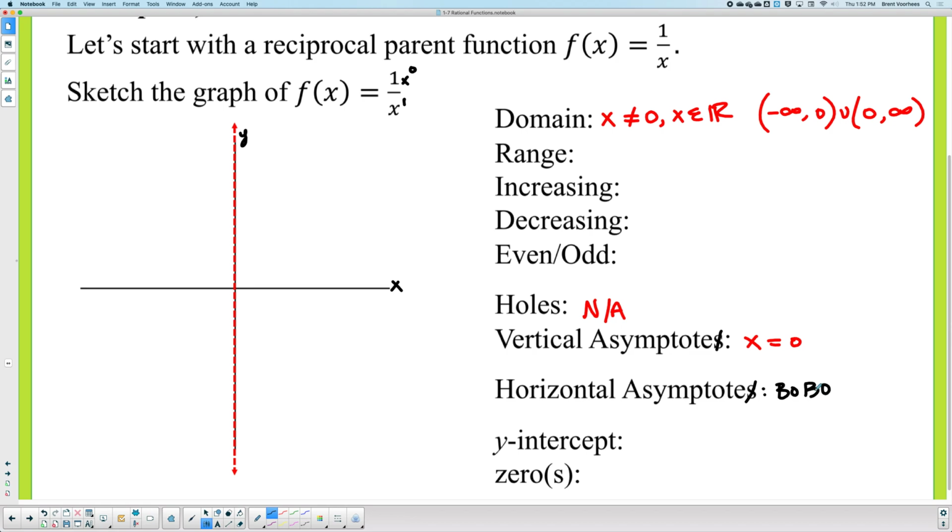Now, what does Bobo mean? It means your power is bigger on bottom. Bigger on bottom means your horizontal asymptote is going to be y equals 0. That's where the last O comes from. Bigger on bottom, it's y equals 0. So I'm going to add that asymptote now. To my graph, I'm going to have this asymptote.